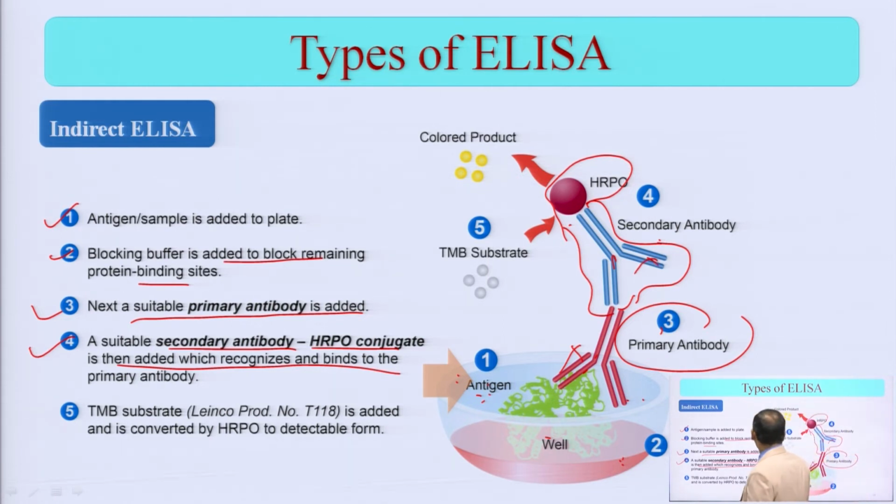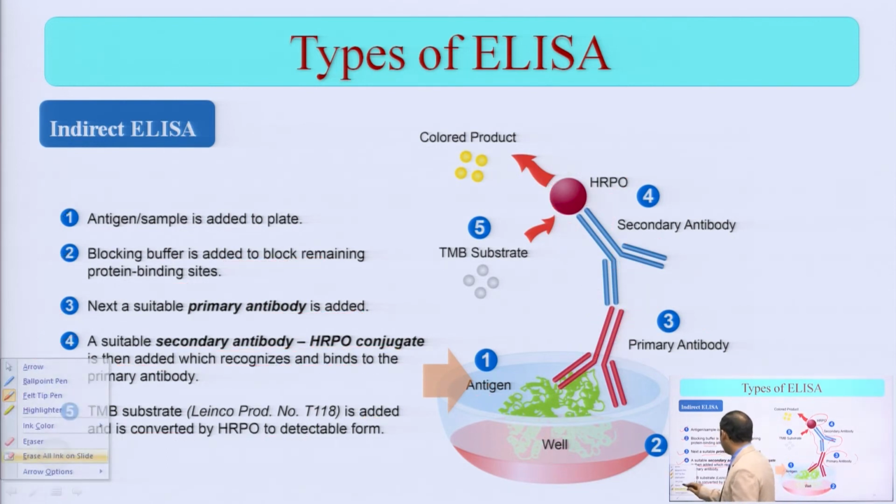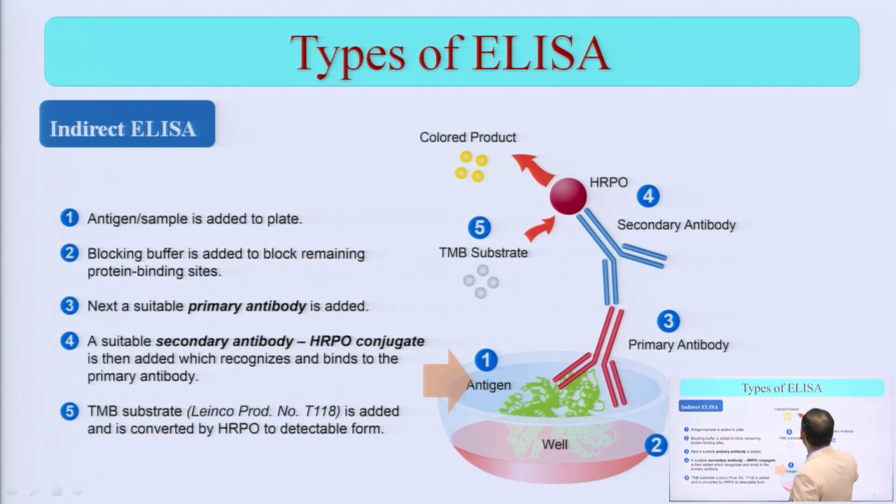Ultimately, a TMB substrate is added to convert the HRP to a detectable form. How? This will be the colored product. So, what is the red color you are observing? The TMB substrate changes its color. The color change is the ultimate confirmation that the entire experiment was completed successfully, and that the antigen is present. So, this is called indirect ELISA.